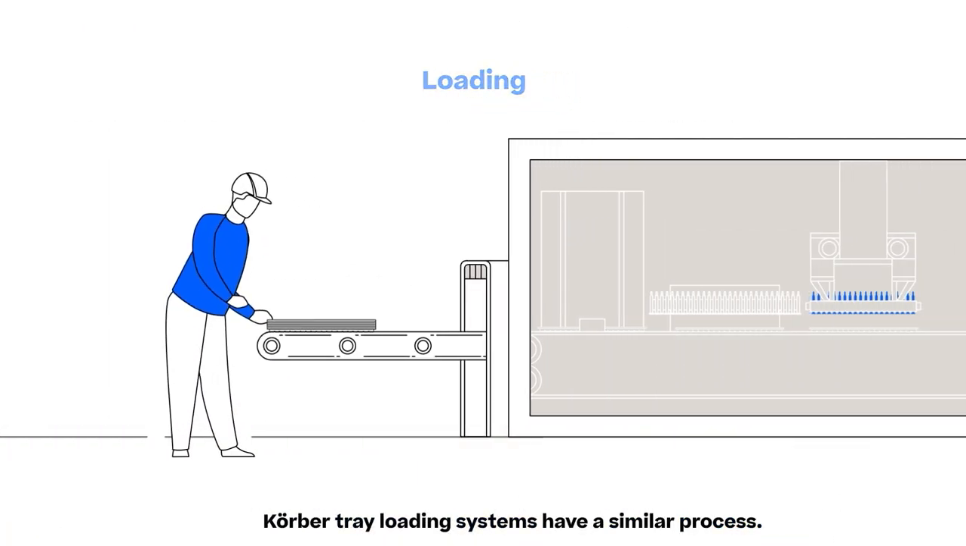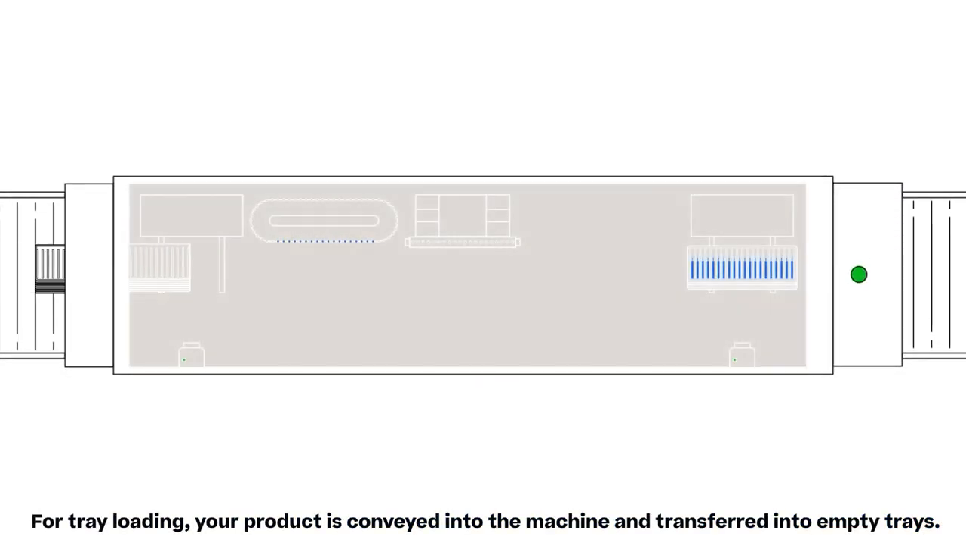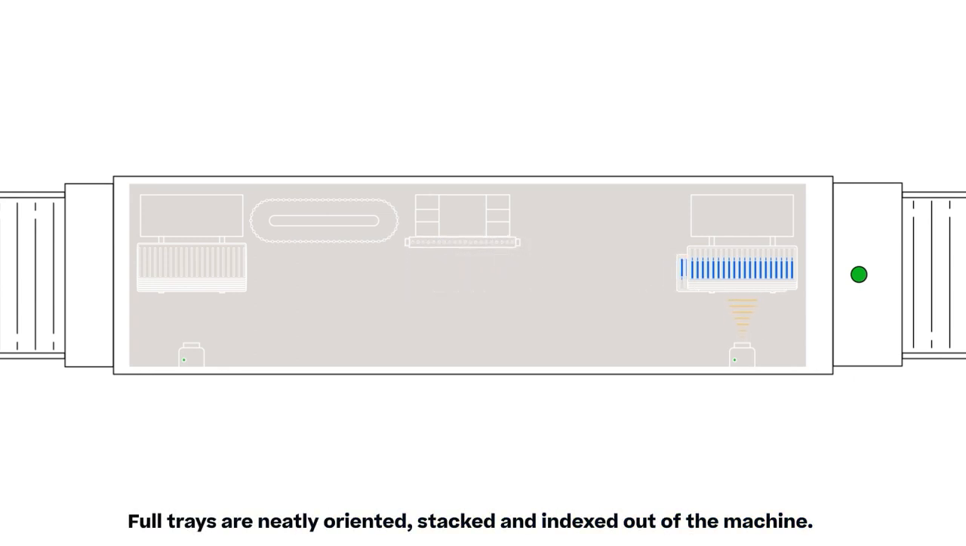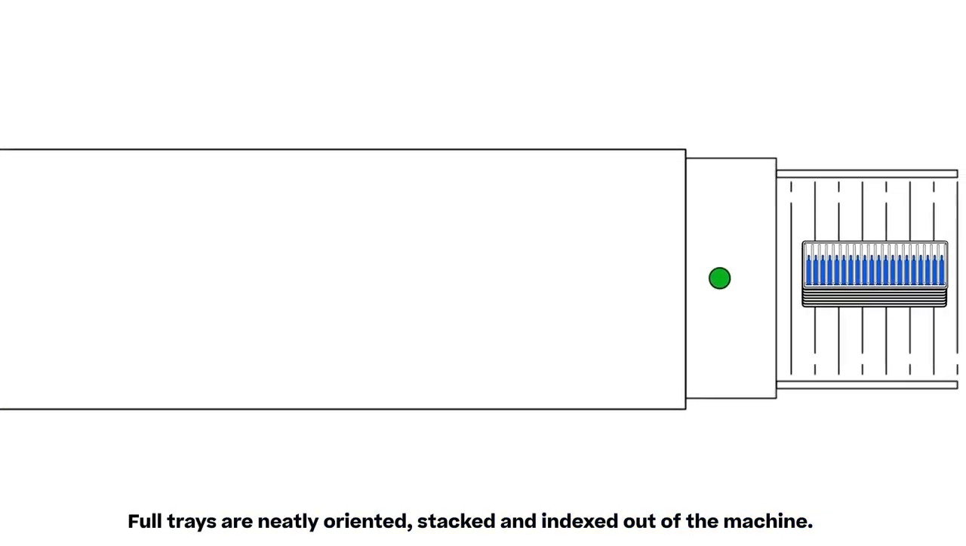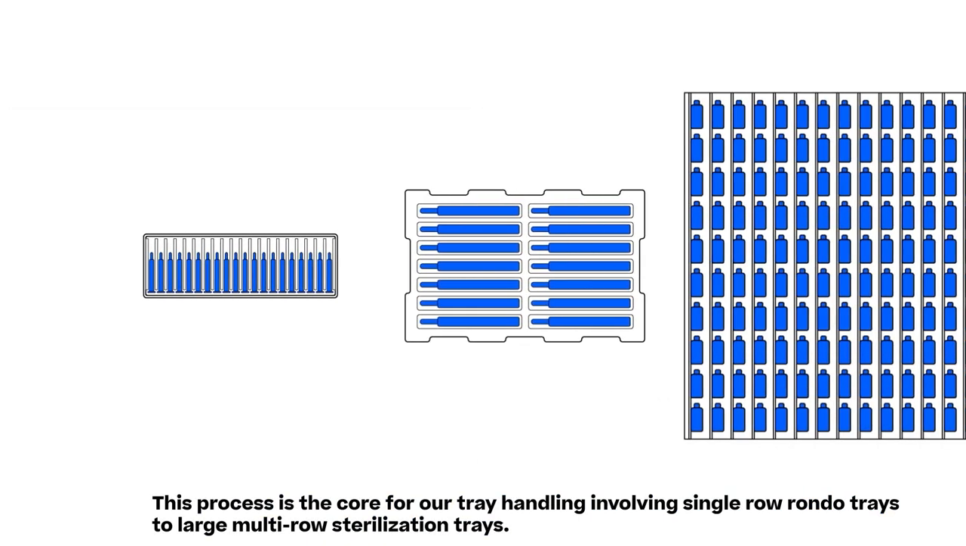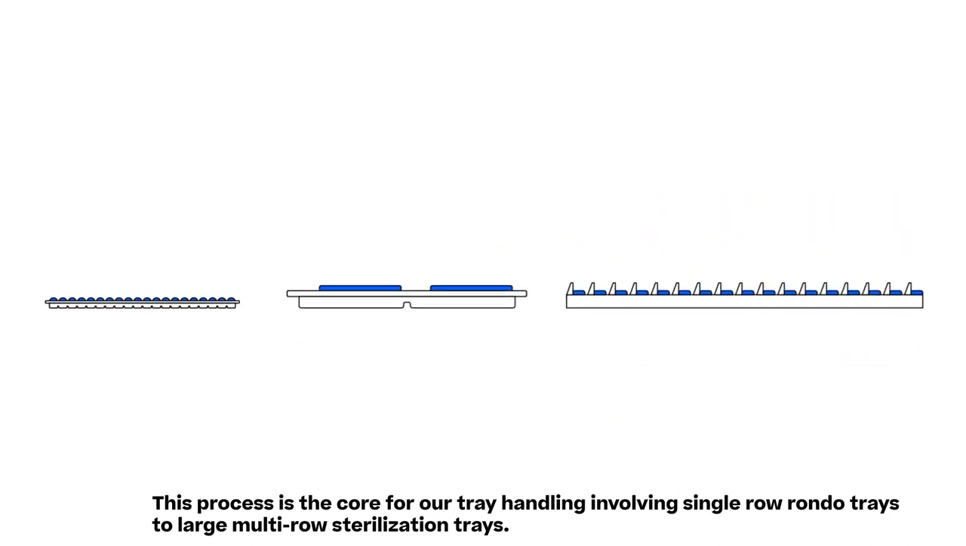Körber tray loading systems have a similar process. For tray loading, your product is conveyed into the machine and transferred into empty trays. Full trays are neatly oriented, stacked and indexed out of the machine. This process is the core for our tray handling, involving single-row rondo trays to large multi-row sterilization trays.